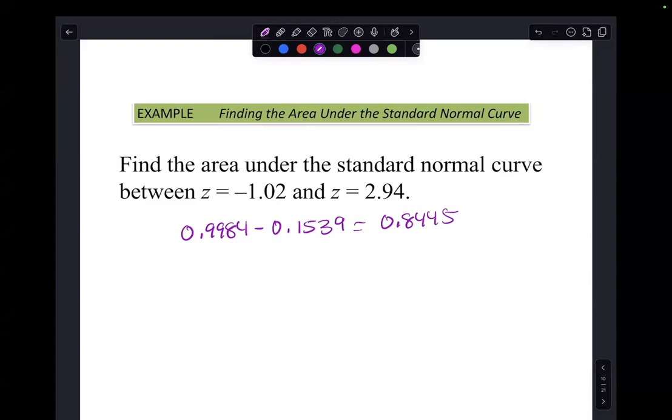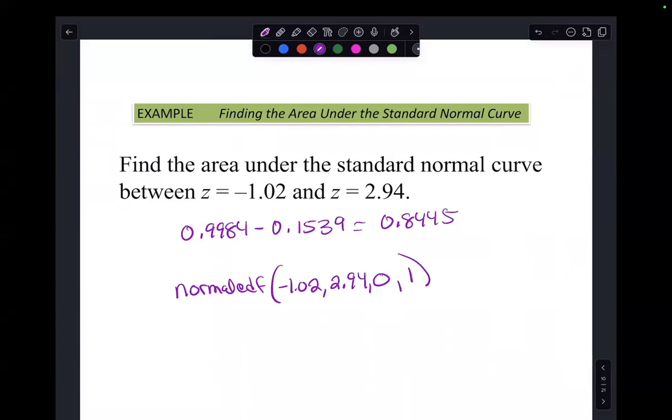I'm going to show you how much easier it is with your calculator. This is what it's going to look like. Normal CDF. My lower bound, negative 1.02. My upper bound, 2.94. My Z-scores always have mean of 0, standard deviation of 1. That's what I'm going to put in my calculator: the lower bound, the upper bound, and then the mean and standard deviation. If you put that in your calculator, it's just going to give you this number, like wrap it up like a birthday present, and you're good to go.